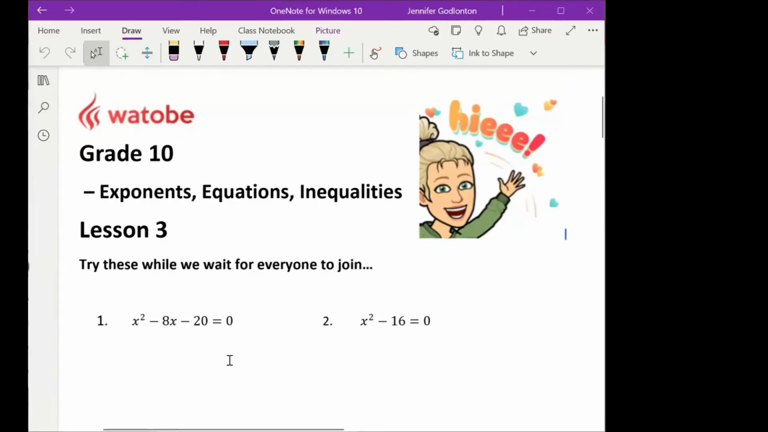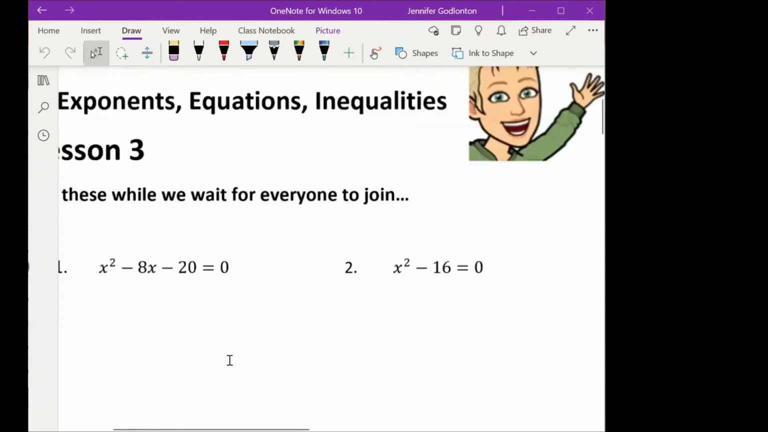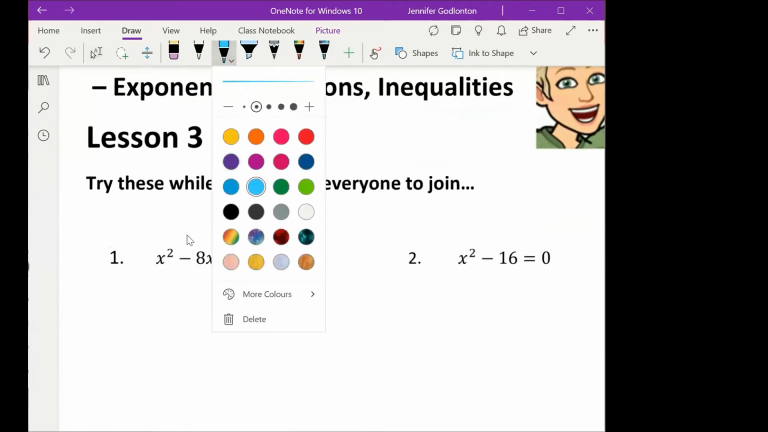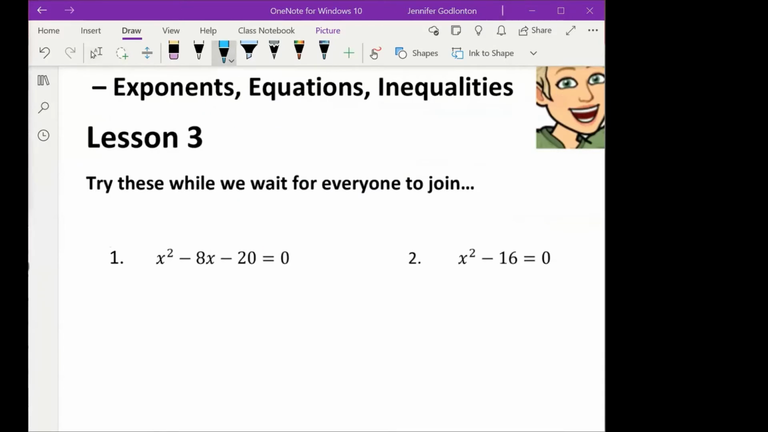Okay, so lots of you were on the right track with question 1. You got great factors coming in. We are going to break this 20 into our factor pairs: 1 and 20, 2 and 10, and 5 and 4. Lots of you saw that you wanted to use the 2 and 10. Now we're dealing with -8, which means we want -10 plus 2, which will give us our -8.